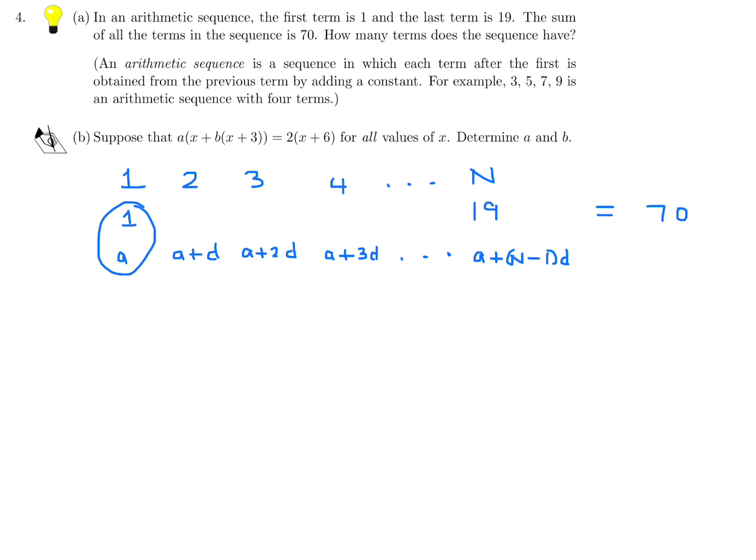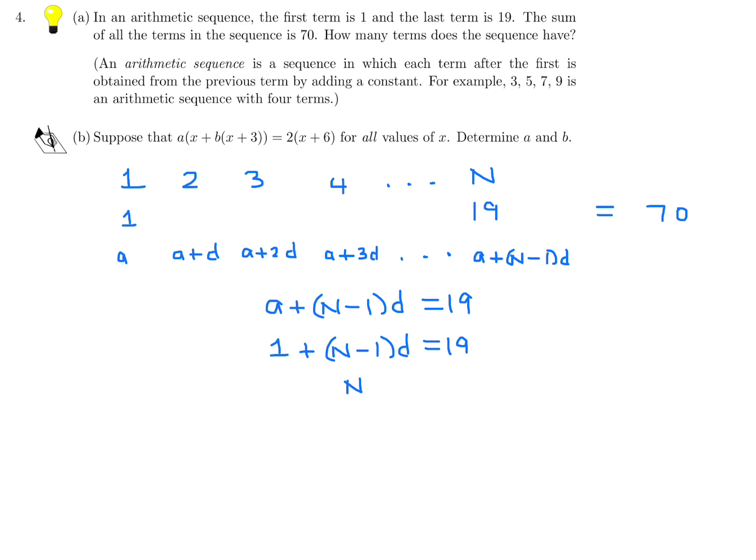Anything that we can do? Well, this is a good clue that A, the first term, is equal to 1. And the last term is equal to 19. So I think that will help us a little bit. A plus (n minus 1)D is equal to 19. And then A is equal to 1, so I'll substitute that in. So 1 plus (n minus 1)D is equal to 19. So that means (n minus 1) times D is equal to 18. Okay, it's about as far as I can go there.